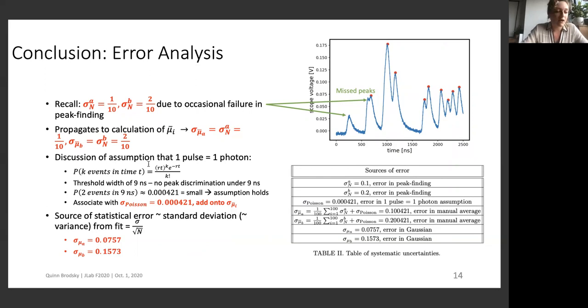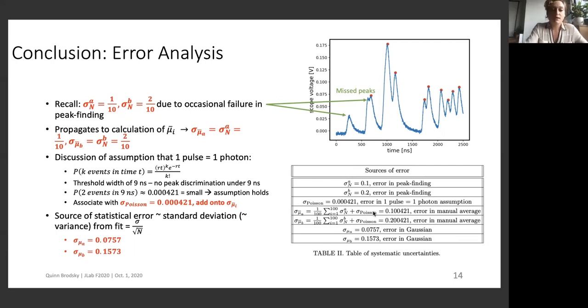The propagated error in the average counts mu bar A and mu bar B, which is the ones where I just add all the photons together and then divide by the total sweeps, are given by the equations in this table over here. I've also added the statistical uncertainty, which is given by the standard deviation over the square root of the number of sweeps, which I've also indicated in this table.